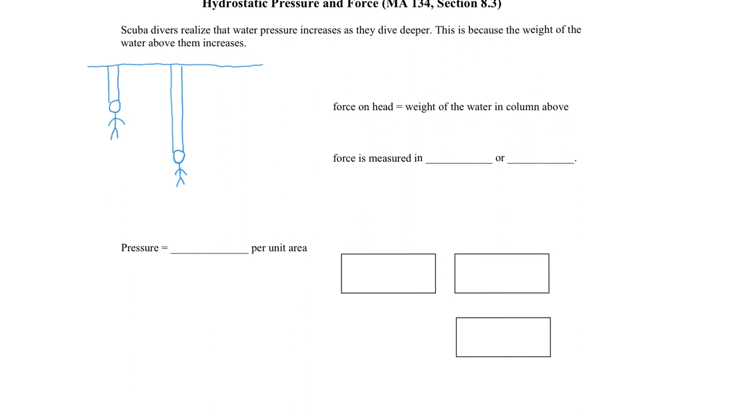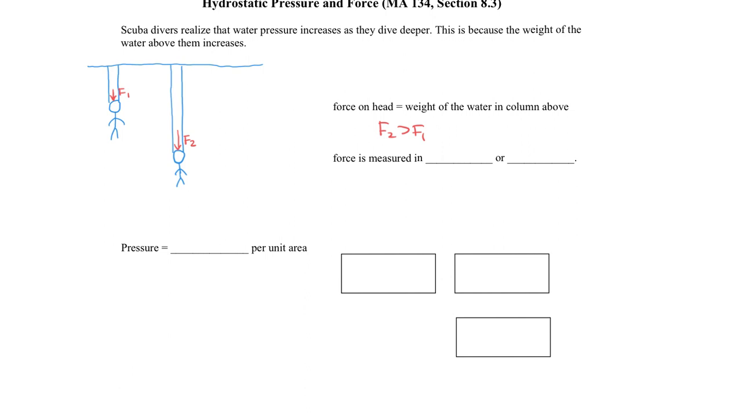But in this case here, we've got a couple scuba divers, and they're at different depths. So the force on this person's head is basically the weight of the water in the column above. So there's a smaller column here. So this would result in, let's say we'll call this force 1, which is like this. The force 2 is going to be a bigger force because there's more weight above this person's head. So basically in this case we would say force 2 is greater than force 1 because of the weight of the water in the column above.